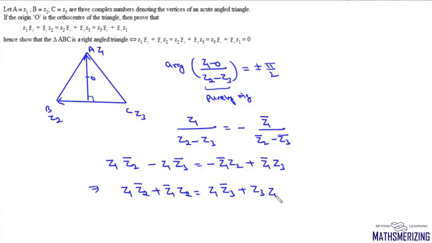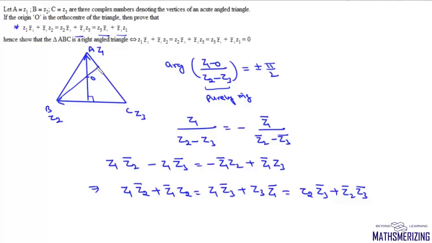Now again, if we do the same for OB and AC, we'll get the next result. So from here we can say Z1 Z2 bar plus Z1 bar Z2 is equal to Z3 Z1 bar plus Z3 bar Z1, and it is also equal to Z2 Z3 bar plus Z2 bar Z3. And this is what we need to prove in the first part.